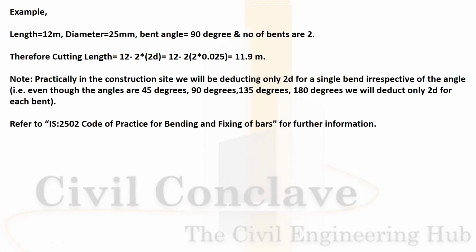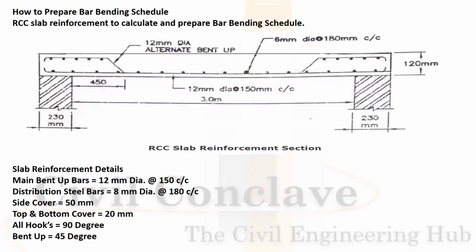Always refer IS 2502 for further technical information. Let us talk about how to prepare the bar bending schedule for a slab. You can see the image of the slab. Bottom will be the 12 mm dia alternate bend up. The slab thickness is 120 mm. 12 dia at 150 mm center to center. The length is 3 meters.